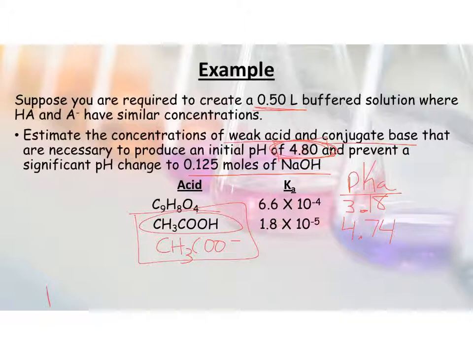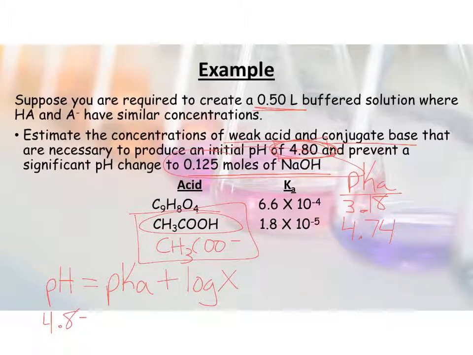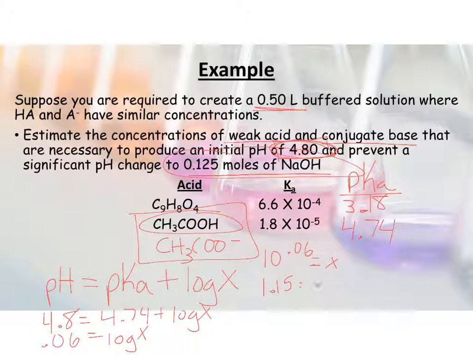Now let's figure out what we need our ratio to be to achieve that pH. After we determine the ratio, we can determine what concentrations of our weak acid and base we need to counteract that strong base. So I need my pH to be 4.8. My pKa is 4.74. So basically the log of my ratio is equal to 0.06. So my ratio is 10 to the 0.06. If I solve 10 raised to the 0.06, I need my ratio to be 1.15.